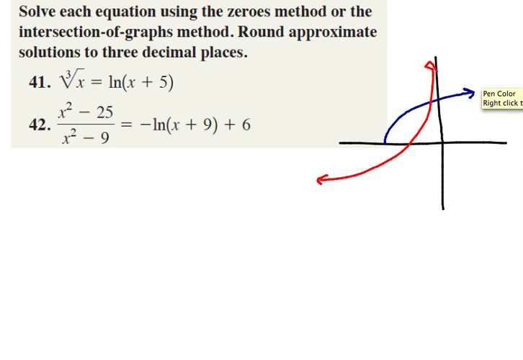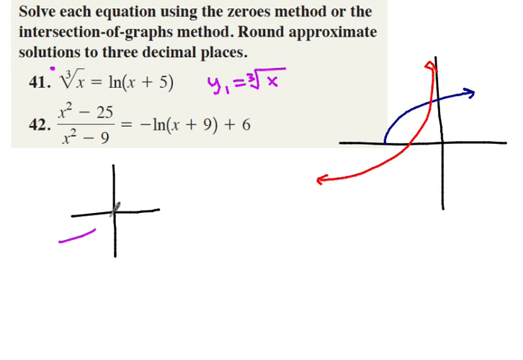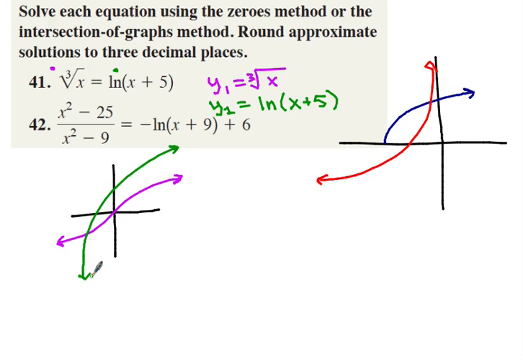So for example, number 41, we kind of know what 41 looks like. If I wrote this as my y1, I could say this equals the cube root of x, and I know that looks something like this. And then we could write this as your y2 in the calculator. So you've got the natural log of x plus 5. That's going to shift everything over 5 units, and it's going to do something like that, or whatever. So that's kind of generically what these look like.